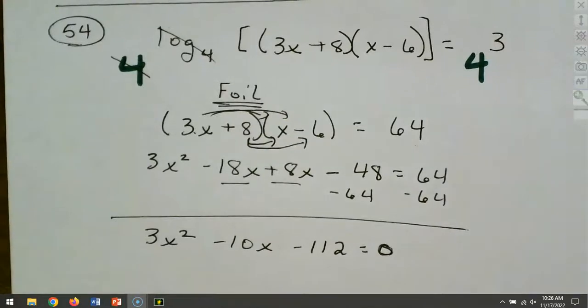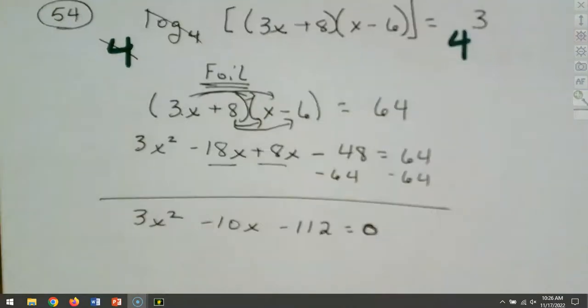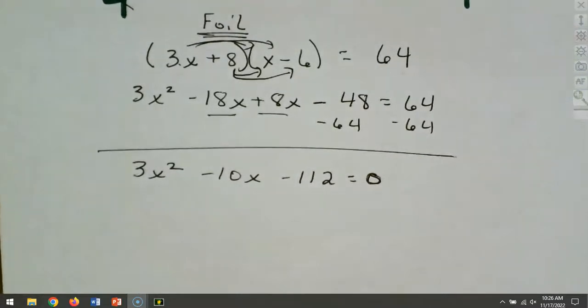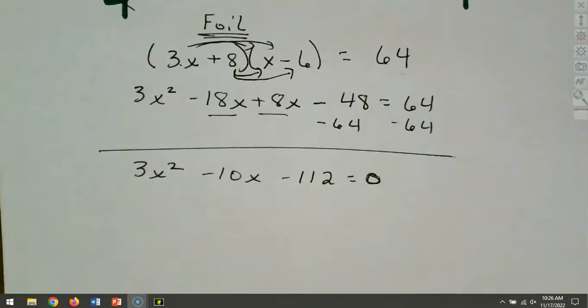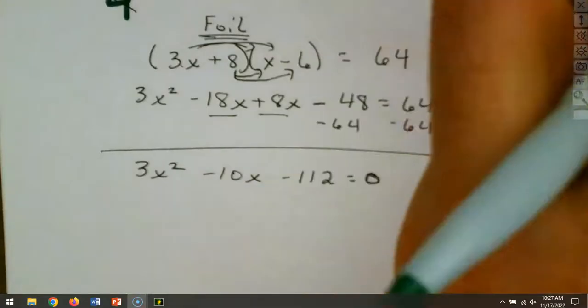We could then go ahead and FOIL it out, combine like terms, set it to 0, and we should now be able to factor. This one is going to force us to do factor by grouping, because it's not going to factor out very nicely. I don't think we'll have to use the quadratic. No, it should factor, but it may require factor by grouping. So good review for us, factor by grouping.